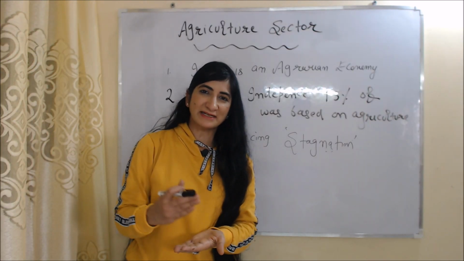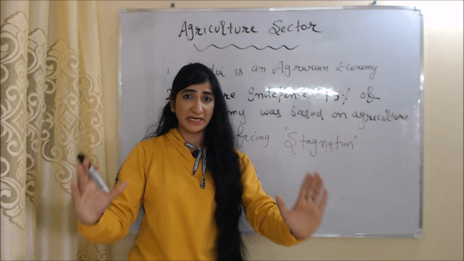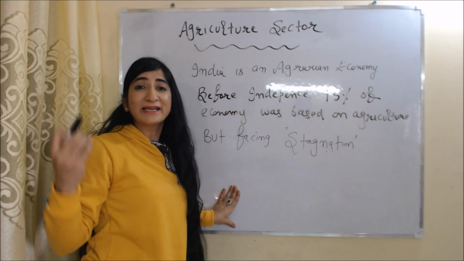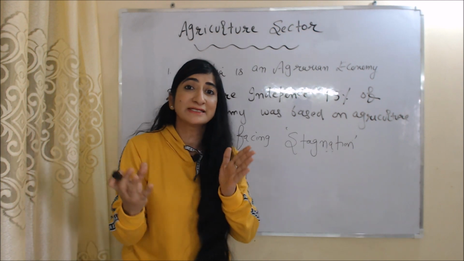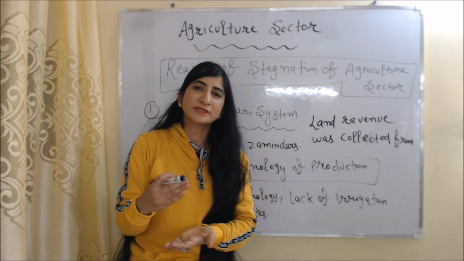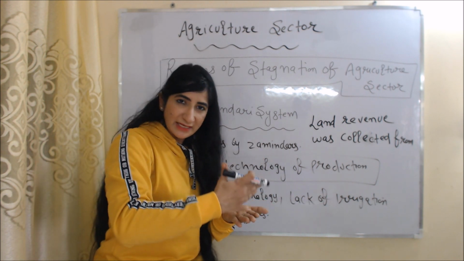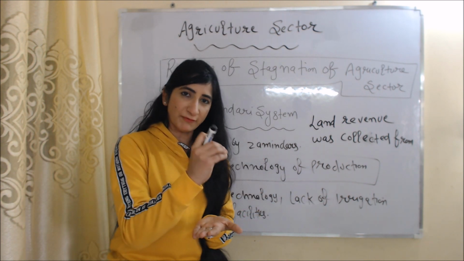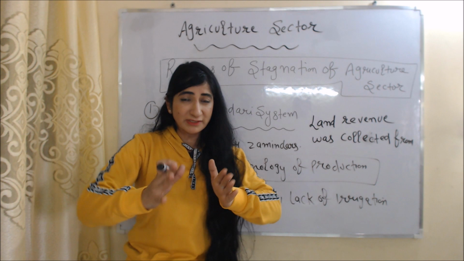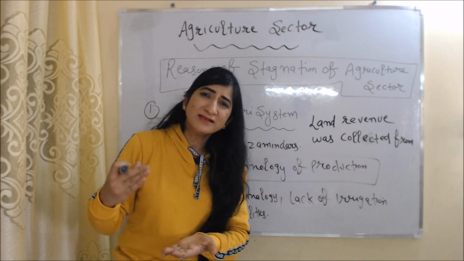The second part of this chapter is the agriculture sector. As we know, India is an agrarian economy. The agriculture sector is the most important sector for the Indian economy, and before independence 95% of the economy was based on the agriculture sector, but it was facing stagnation, which means it was not growing. Now we will see the reasons for stagnation of the agriculture sector. The first reason is the Zamindari system. In the Zamindari system, land revenue was collected from the farmers by the Zamindar. It means the farmer had to pay a fixed amount of money to the Zamindar, whether they earned something or not.